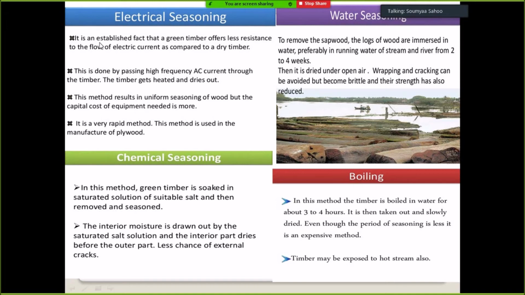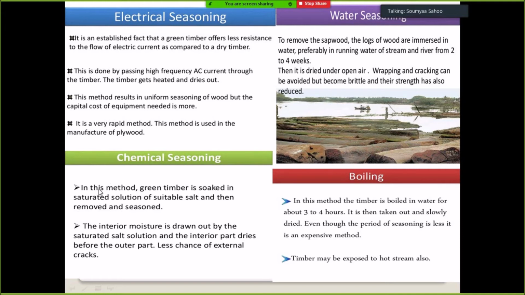Electrical seasoning. It is an established fact that a green timber offers less resistance to the flow of electric current as compared to a dry timber. So it is done by passing high frequency AC current through the timber, and the timber gets heated and dries out. This method results in uniform seasoning of wood, but the capital cost of equipment needed is more. It is a very rapid method and this method is used in the manufacture of plywood.